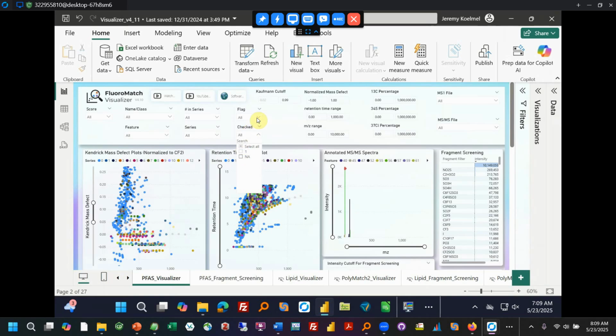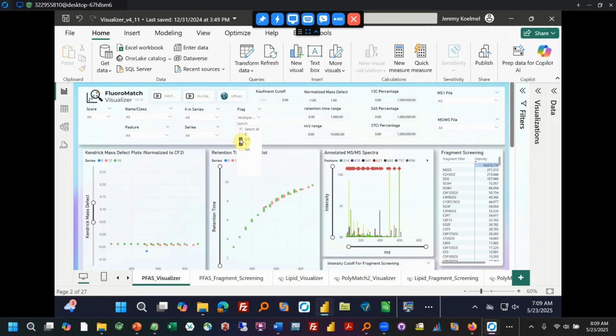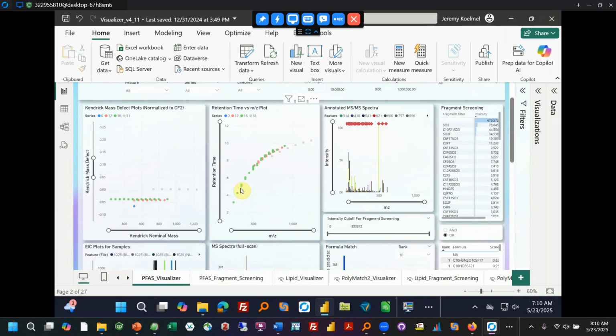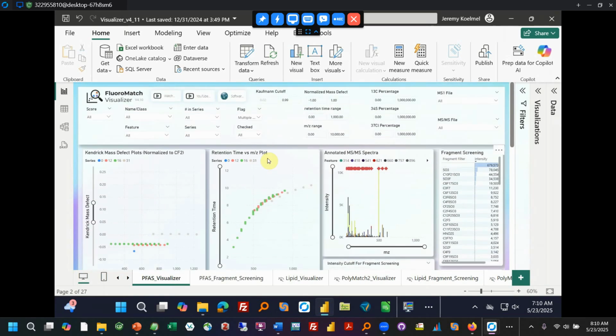Another way is when you finally finish your data set, then you can say, hey, I just want to show those confirmed PFAS. So I can just click this. And then, you can use this for publication figures. When you distribute this Power BI, you can distribute it actually online. And that can be really powerful too. And then you can have these flags available so that users who see your data set online can see what you confirmed, what you didn't confirm, and they can look for more unknowns as well.